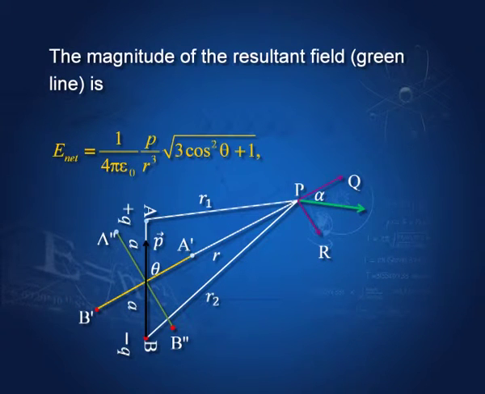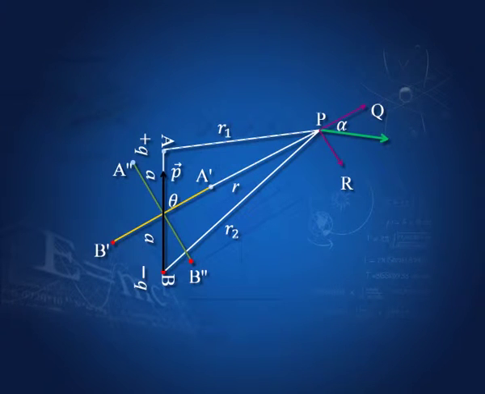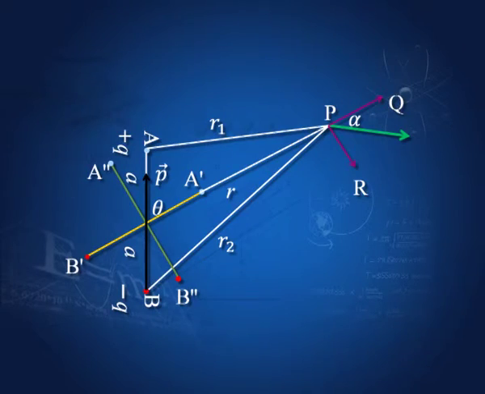So we add them and, with just a little trigonometry, you can get E net equal to 1 by 4 pi epsilon 0 p by r cubed into the square root of (3 cos squared theta plus 1), and this field is along this line, the green line, and the direction is given by this angle. Tan alpha is E equatorial by E axial. E equatorial is this, E axial is this. So tan alpha is this, therefore it is half tan theta. Tan theta is this angle, remember that.